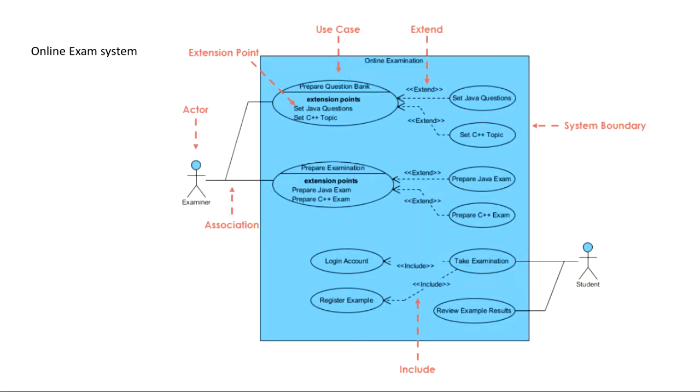We can also think of it the other way, that this is a student and he is initiating this take examination use case. He is initiating this review exam results. So he can also be a primary actor. So it is not always possible, this example, that's why I showed you. It is not always possible to distinguish primary and secondary actors. And while making use case diagrams, you should not be concerned with that, yeah, both can be primary, right?